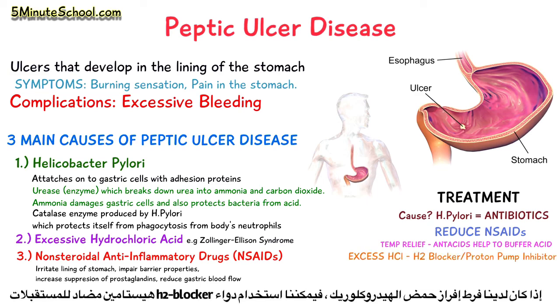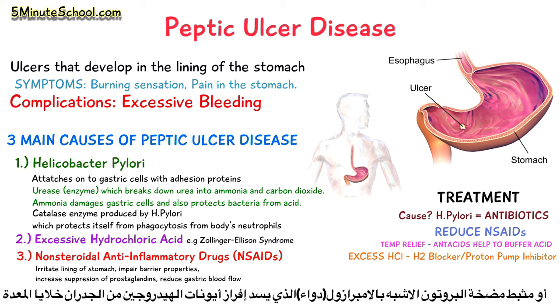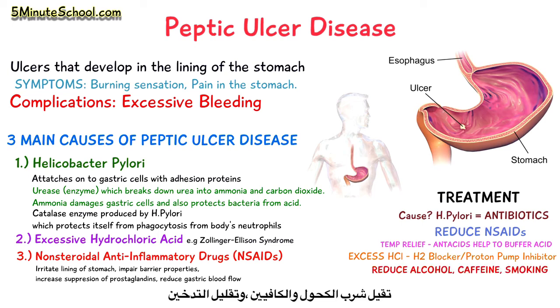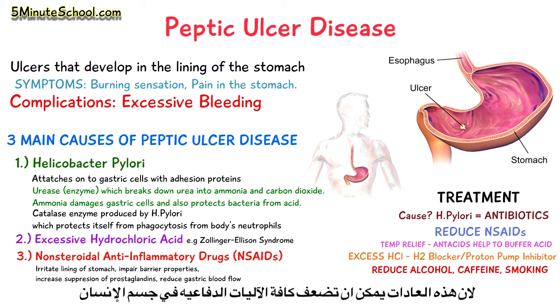If we have hypersecretion of hydrochloric acid, we can use H2 blocker medication or proton pump inhibitors like omeprazole, which block the secretion of hydrogen ions from the parietal cells of the stomach. Additionally, there are some therapeutic options like reducing alcohol and caffeine intake and reducing cigarette smoking. These are recommended because these habits can impair the mucosal defensive mechanisms.